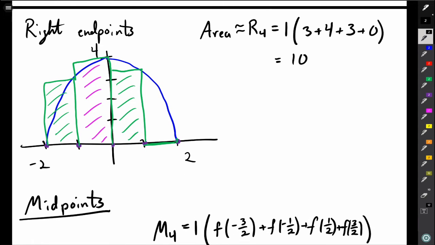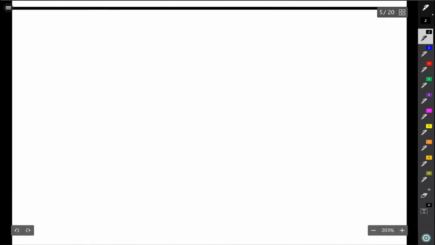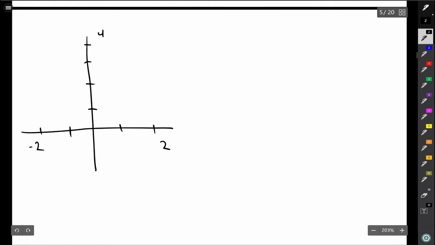Well, if you think about it, there's lots of gaps here that we have, either for the right endpoint, there's a lot missing here, there's some missing here, but there's too much here and too much here. We can make this estimate a bit better by adding more rectangles. All right? So to get a rough sketch here of what we're saying.